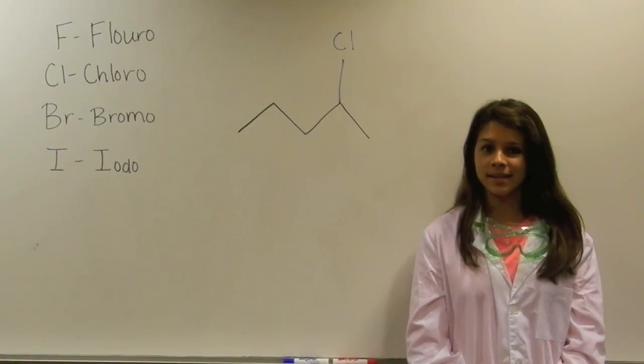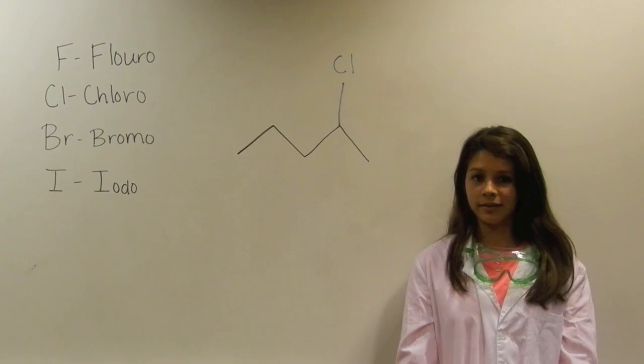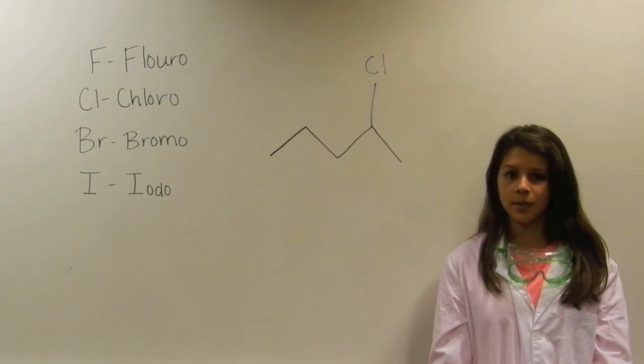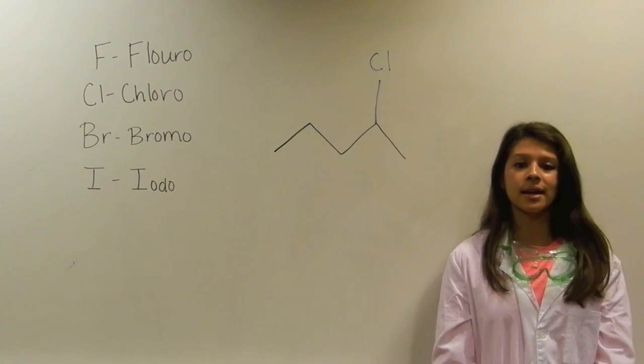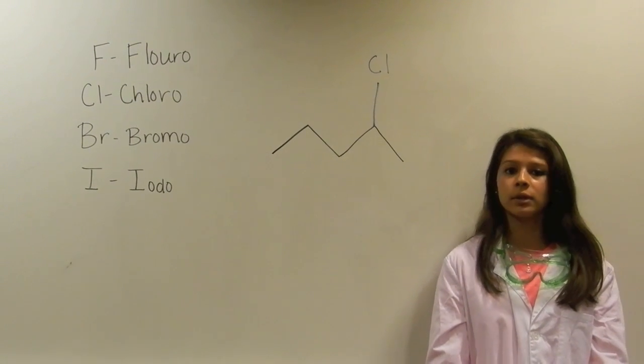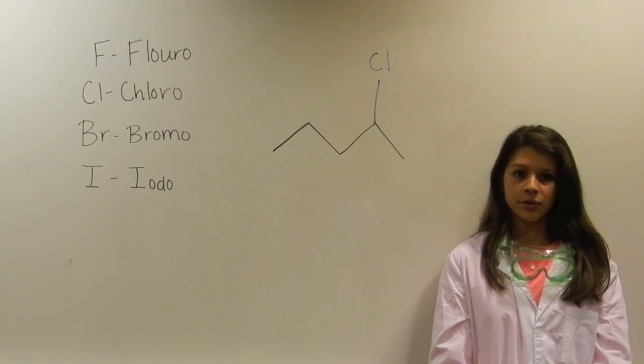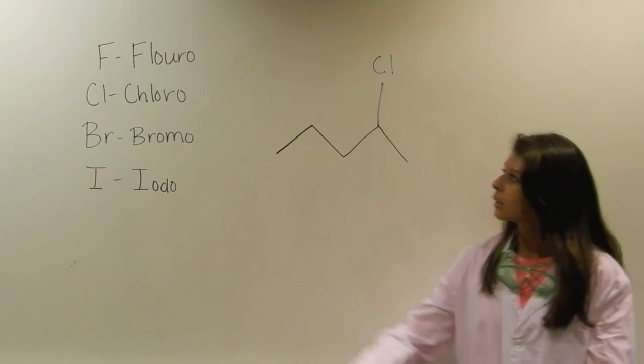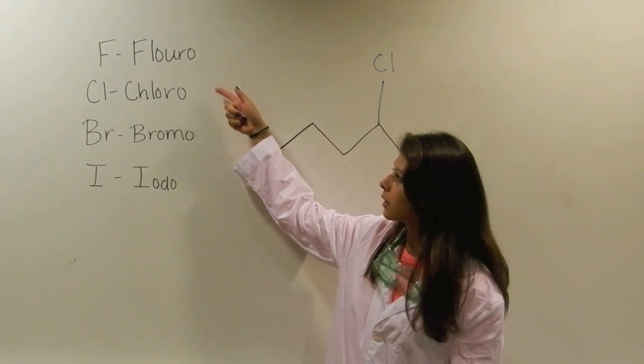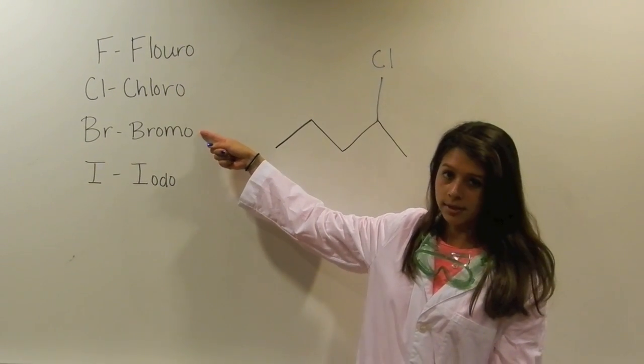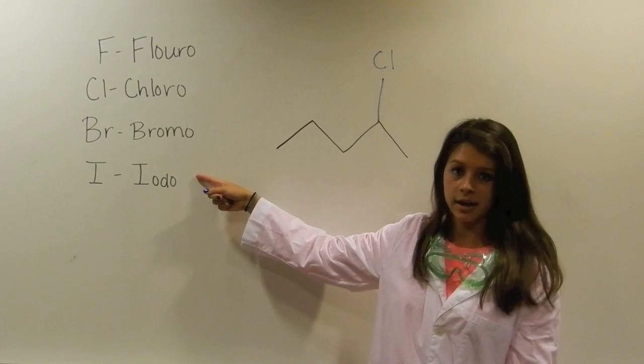Now that we know how to name cyclic alkanes, we can move on to alkyl halides. This method will be the same as naming branched alkanes. The only difference is that instead of a methyl or ethyl group, we will focus on a halide as our substituent. The prefixes on the board are as follows. Go from fluorine to fluoro, chlorine to chloro, bromine to bromo, and iodine to iodo.